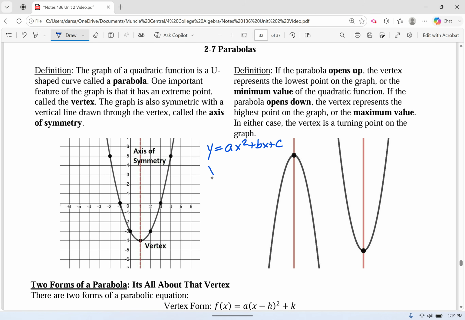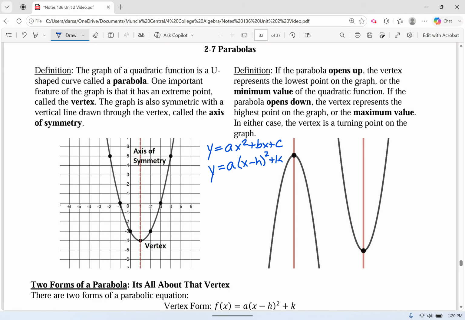We will also see another version of this equation, y equals a(x minus h) squared plus k. That'll take us doing a little bit of rearranging, but in both of these, as you can see, the x will end up squared. So both of these are different versions of how to write a quadratic, and both of them will give us the result of a graph of a parabola, this shape right here.